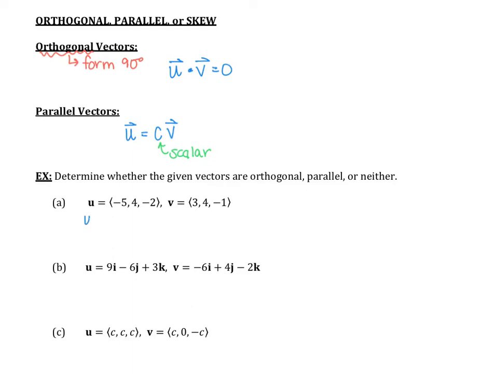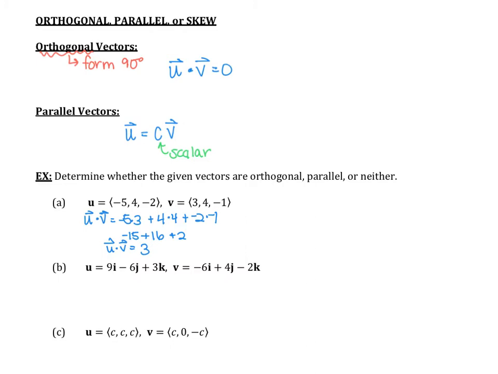On this first one, if I do u dot v, I get negative 5 times 3 plus 4 times 4 plus negative 2 times negative 1. So we get negative 15 plus 16 plus 2. Goodness, so we get that u dot v is equal to 3. Okay. So we know that the dot product not being 0 means they're not orthogonal.